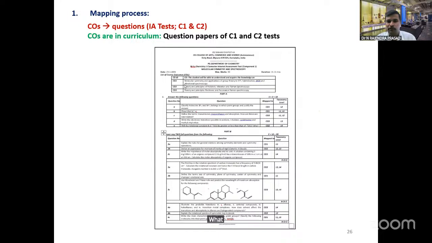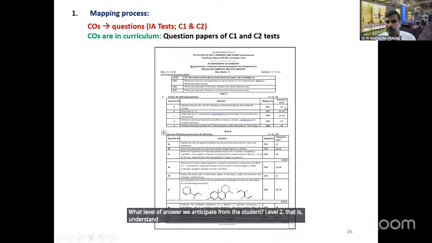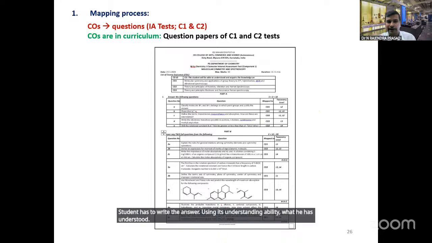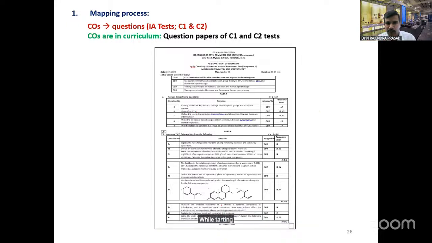What level of answer do we anticipate from the student? Level 2, that is, an understand-level question. The student has to write the answer using his understanding ability, what he has understood while studying the concept related to this question. So this is how you have to map.